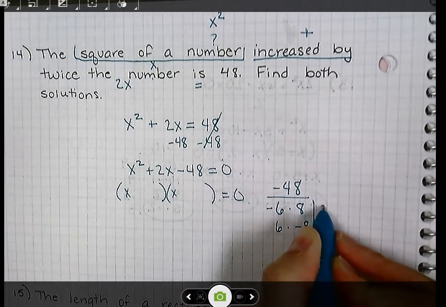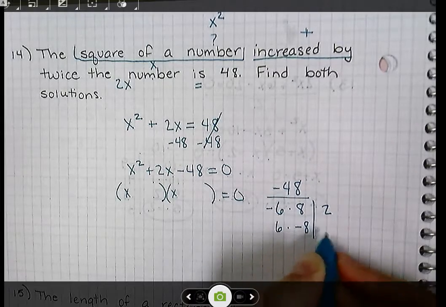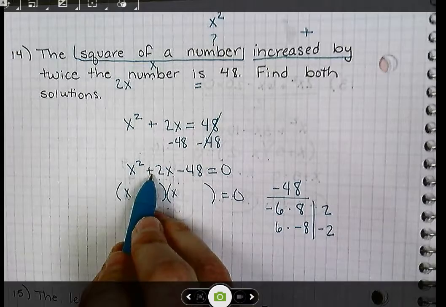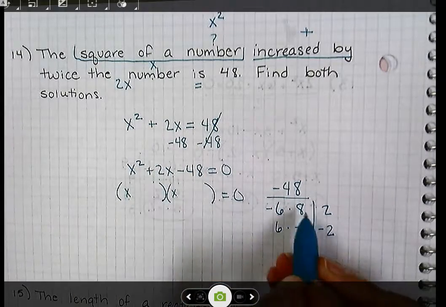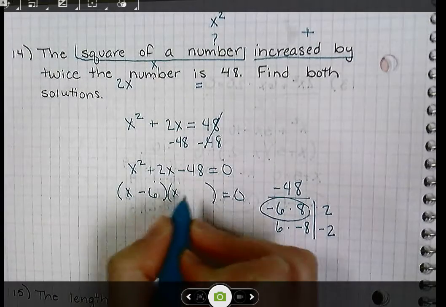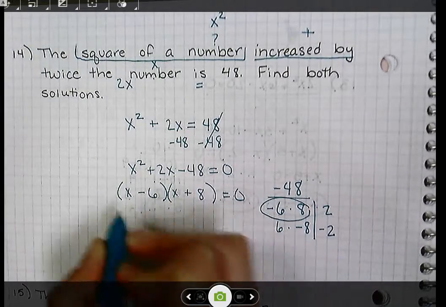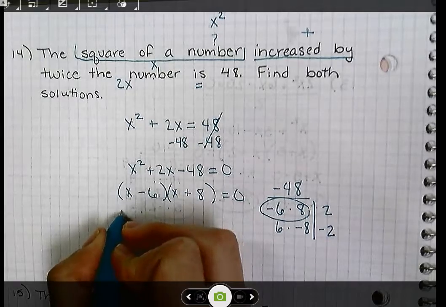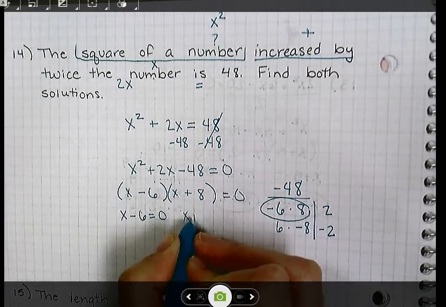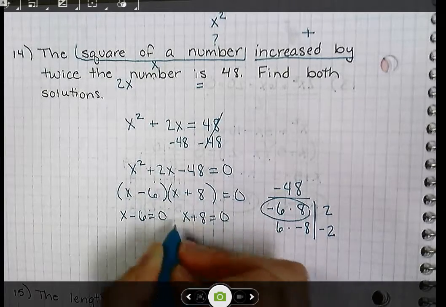If you combine these, it's positive 2. If you combine these, it's negative 2. So the combination I need is the one that adds to positive 2. These two. And then we will set that equal to 0 and set this equal to 0 and solve.